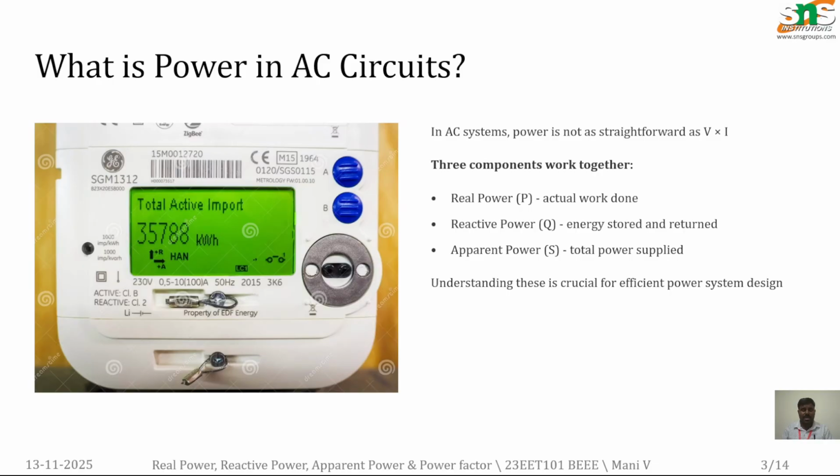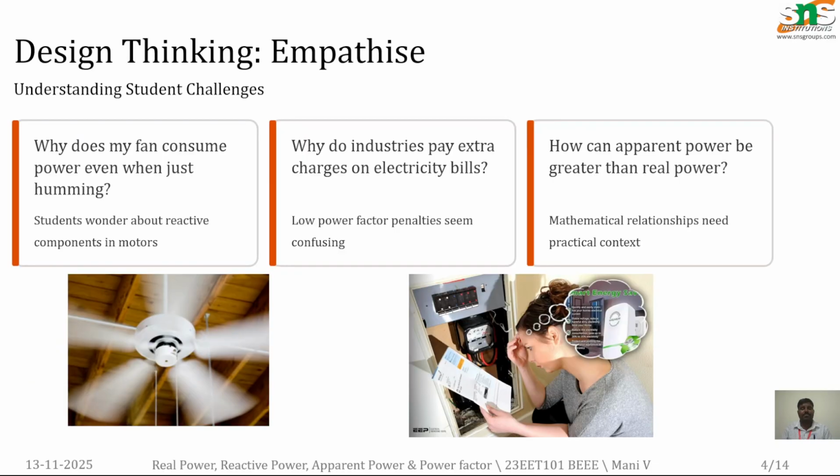But in AC circuits, there are three components. One is called real power, that is the actual work done. The second one is reactive power, the energy that is stored and then returned back. And the third one is apparent power, the total power which is supplied.